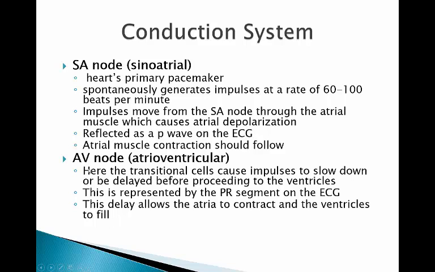Now you have your AV node. Your AV node slows down the depolarization of the atria before it goes down to the ventricles. So this is the PR segment. The P wave is the bump. The PR is the measurement from the beginning of the P wave to the beginning of the spike. This delay allows the atria to contract and the ventricles to fill. Now, this doesn't always happen. There are dysrhythmias that cause some interference, which can be a problem to a certain extent, but it's not usually life-threatening.